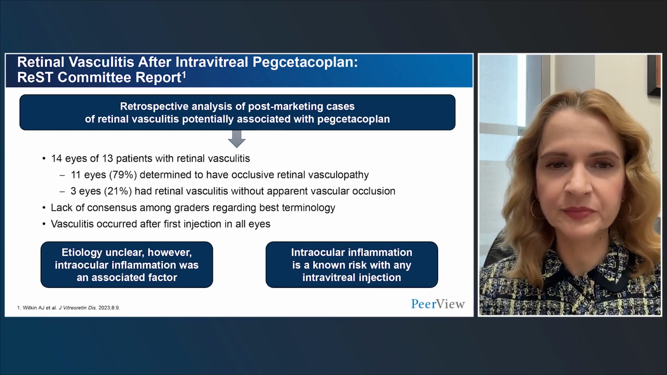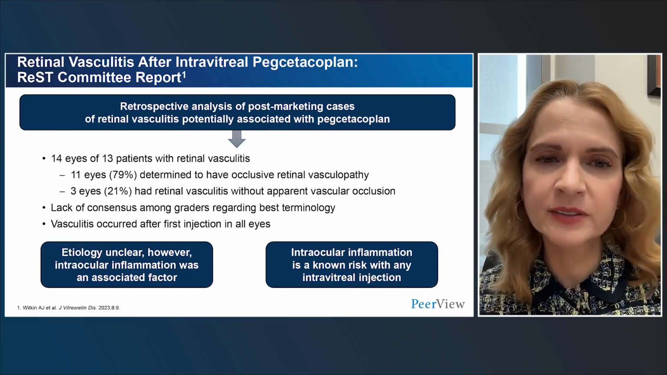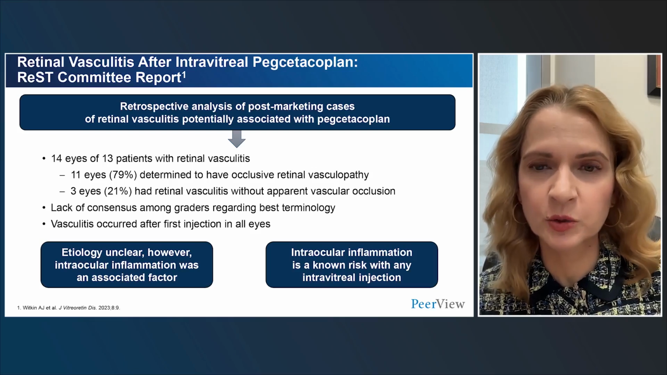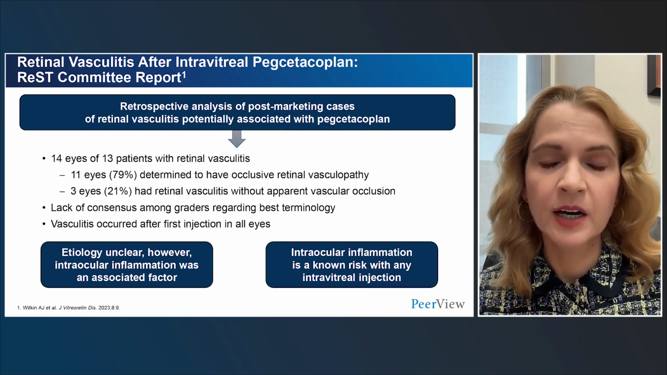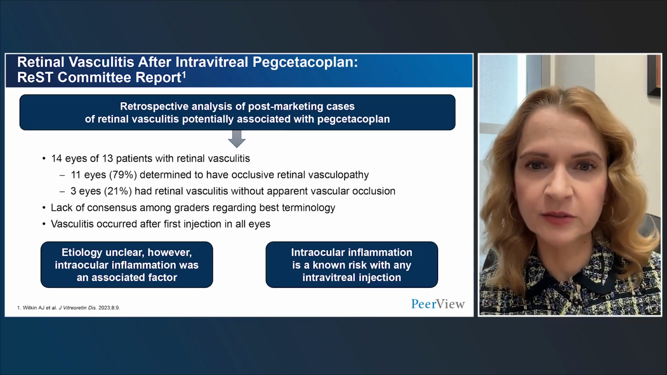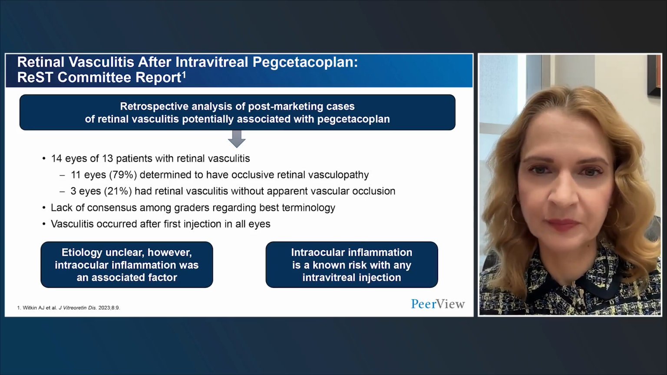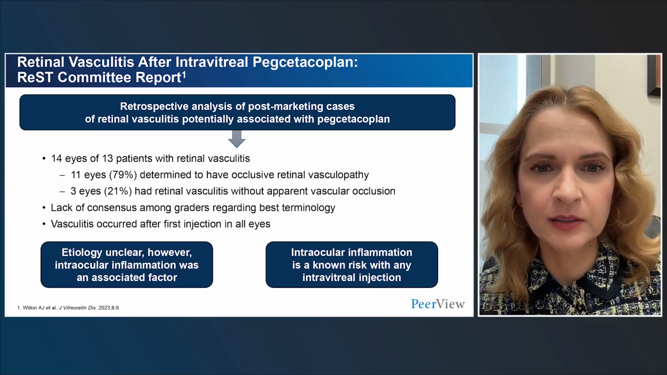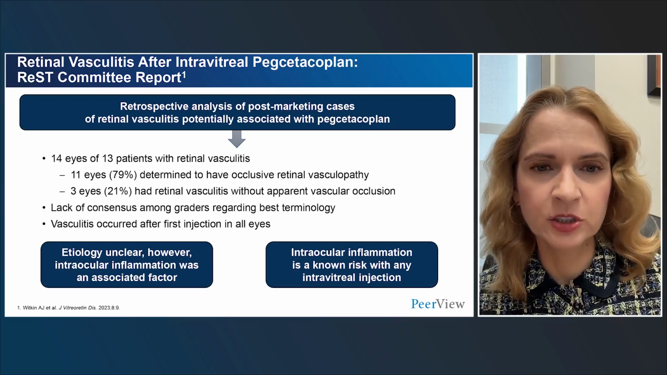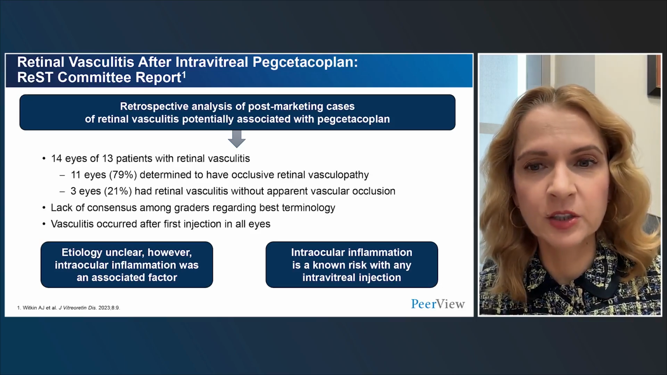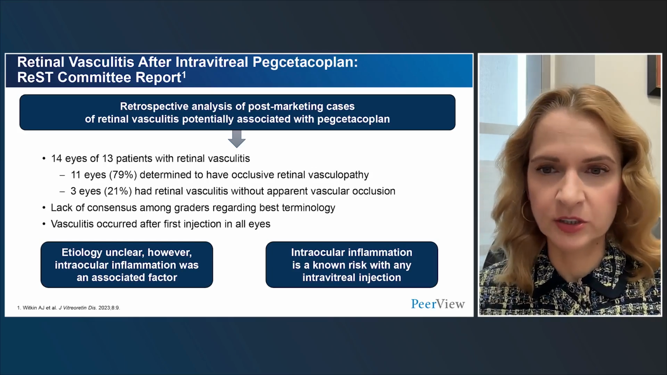vascular occlusion. There was lack of consensus identified amongst the graders regarding the best terminology to use for this condition. However, it is important to note that the vasculitis events occurred after the first injection in all eyes. The etiology of these events is currently unclear. However, intraocular inflammation was found to be an associative factor. Intraocular inflammation is a known risk with any intravitreal injections.